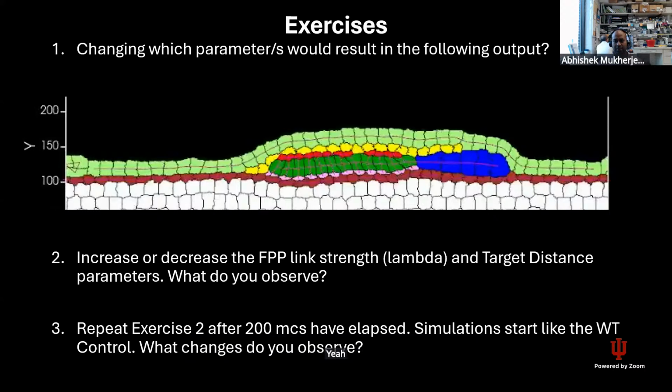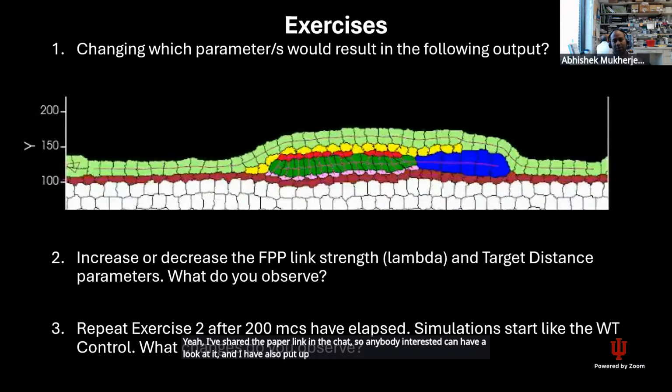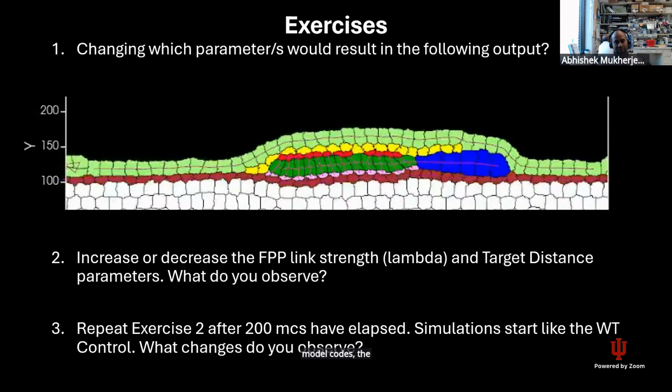Yeah, I've shared the paper link in the chat, so anybody interested can have a look at it. And I have also put up the codes on GitHub, both the NetLogo model codes in that paper as well as the CompuCell model codes. The different variations that we have put in that paper, all the codes are there. So anybody wanting to modify it or recapitulate the results can do that.